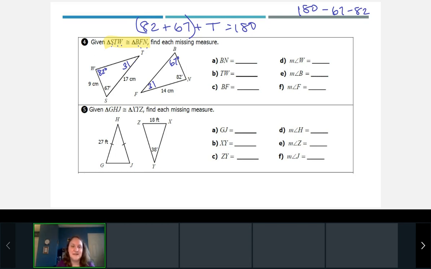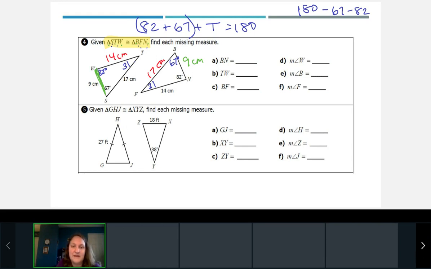All right, so that takes care of our angles. Now let's look at our sides. WS is 9. WS corresponds to NB, so I can put 9 centimeters there for NB. And let's see here. TS corresponds to FB, so since TS is 17 centimeters, BF will be 17 centimeters. And NF corresponds to WT, so WT has to be 14 centimeters.